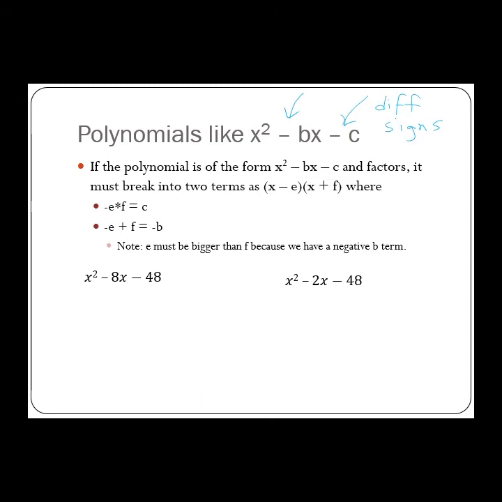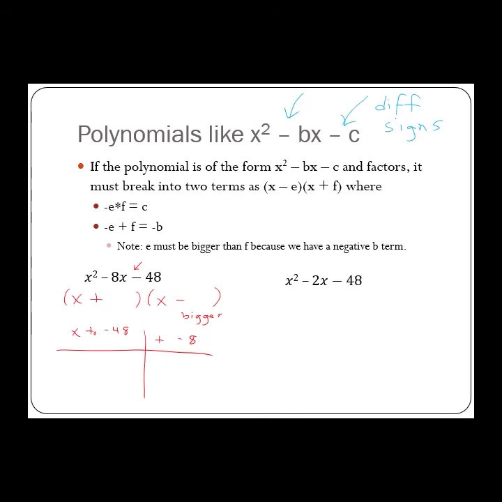So down here I have x plus and x minus. I know one's positive and one's negative because of that negative right there. And because the 8 is negative, I'm going to put the bigger number here. So that's how I set it up. And again, I'm looking for things that multiply to negative 48 and add to negative 8. So that's what we're looking for.